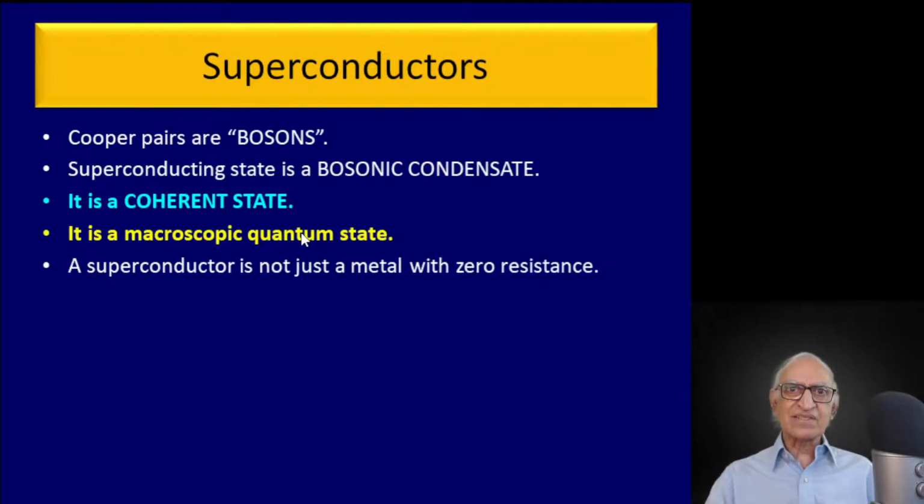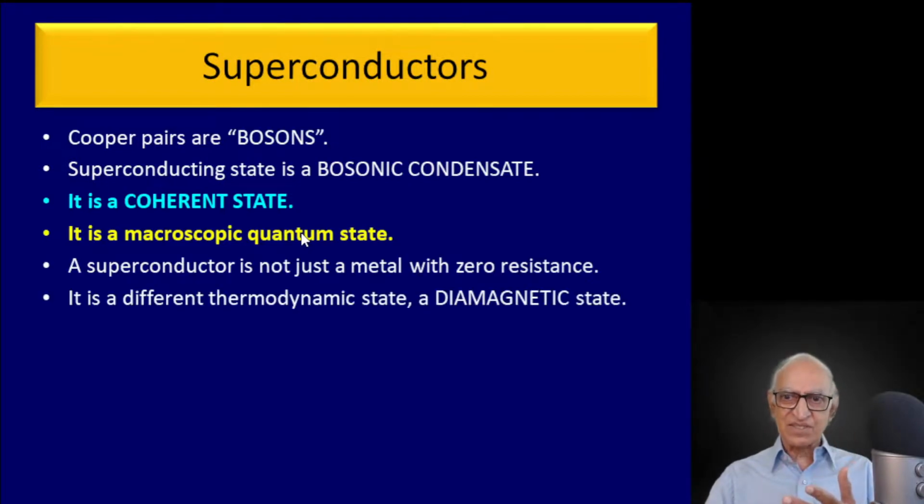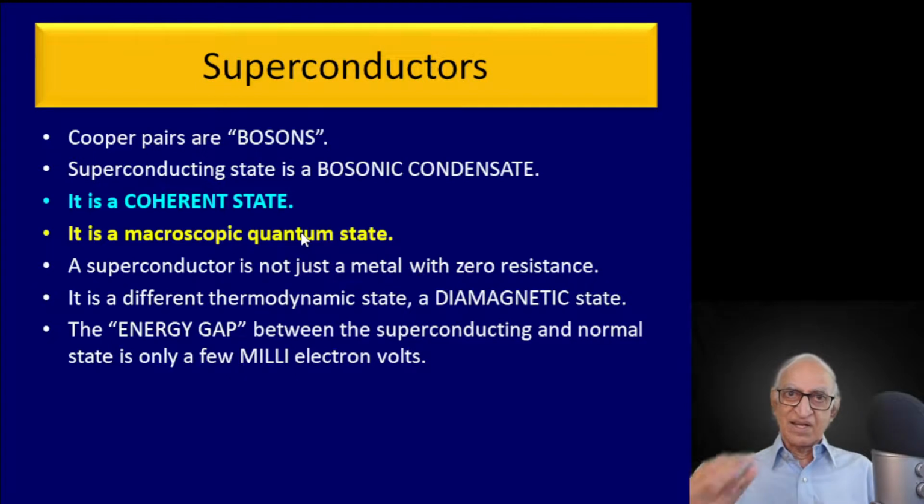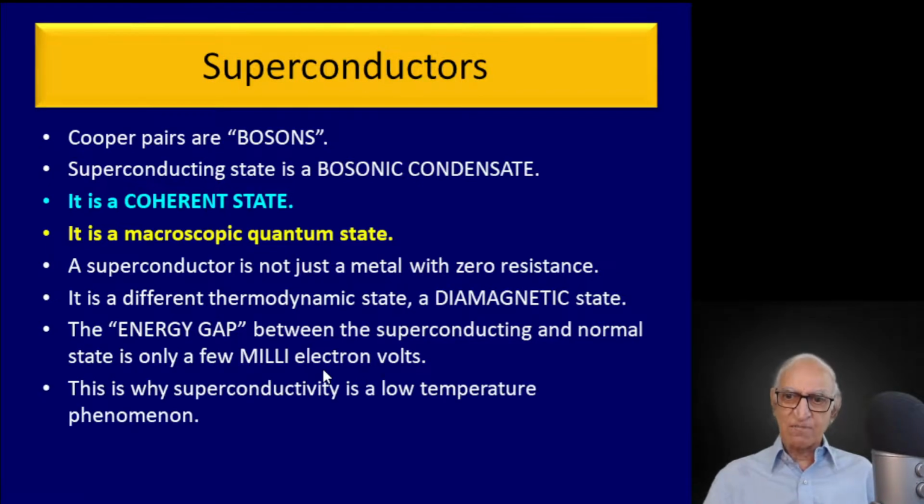A superconductor is not just a metal with zero resistance. It has different thermodynamic properties. It is a diamagnet. Now, the difference between a normal metal and a superconductor is a very small energy difference. It's only a few milli-electron volt. An electron volt is 10,000 degrees. A milli-electron volt is about 10 Kelvin. That is why superconductivity is a low temperature phenomenon.